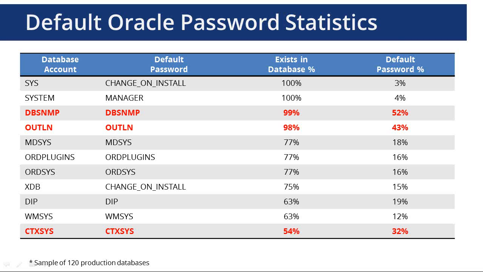This sampling here is 120 production databases Integrigy has done security assessments on in the last couple of years. This is just for some of the standard Oracle database passwords. As you see, the first two are SYS and SYSTEM. The DBAs are really good at changing those passwords, they change them quite often, and they do a very good job of protecting them. But then there are other database accounts, and what we're finding here is like the DBSNMP account, which is used for database management. By the way, it had a default password 52% of the time.